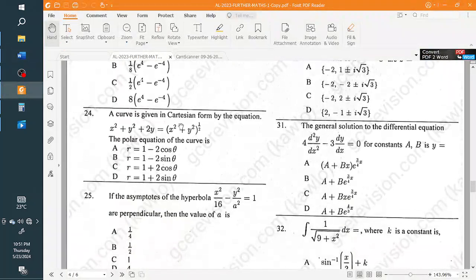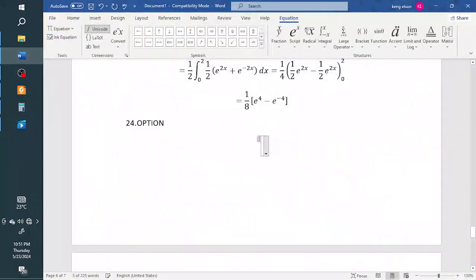Alright, a curve is given in Cartesian form by the equation x squared plus y squared plus 2y equal to (x squared plus y squared) to the power half. What's the polar equation? So we have x squared plus y squared plus 2y equal to x squared plus y squared raised to the power half. So in one of the videos, I think I gave you guys a conversion. So x squared plus y squared is r squared, alright, plus 2 times y. What is y? y is equal to r sine theta.